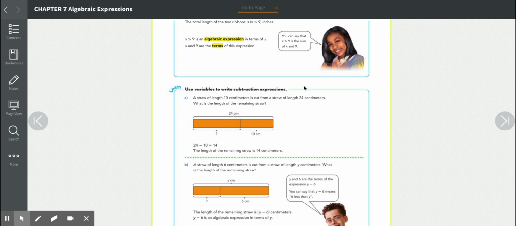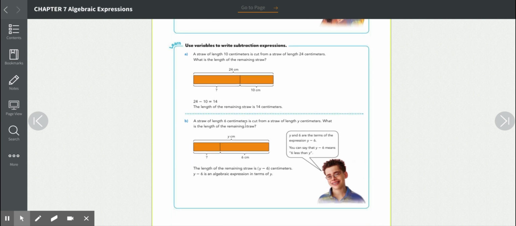We can use variables also to write subtraction expressions. A straw of length 10 centimeters is cut from a straw of length 24 centimeters. So I have a straw that's 24 centimeters long, and I cut 10 centimeters away. We want to know what the remaining length of straw is. So we're going to use subtraction. 24 minus 10 is going to give us 14.